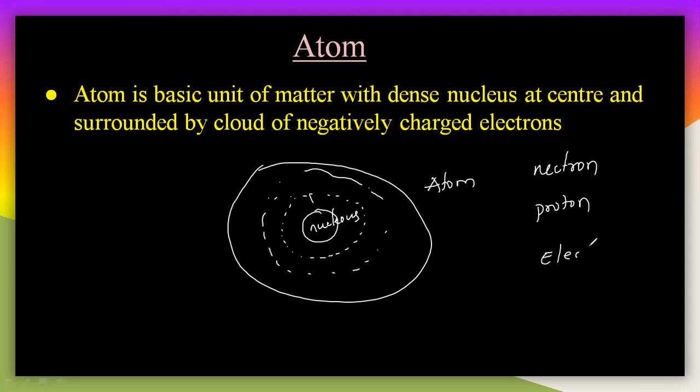So these are the major particles which are present in an atom. Where are they actually located? I need the position of the neutron, electron, and the proton here. So let us understand this.